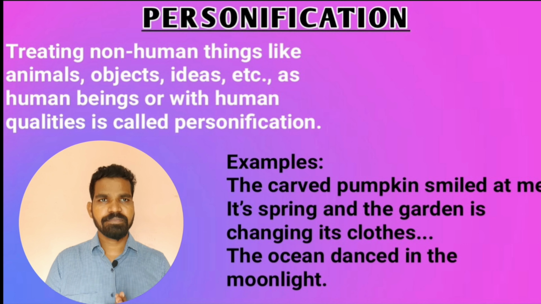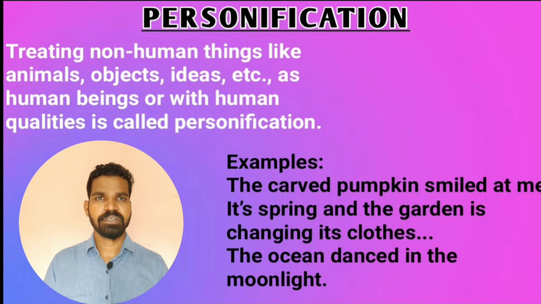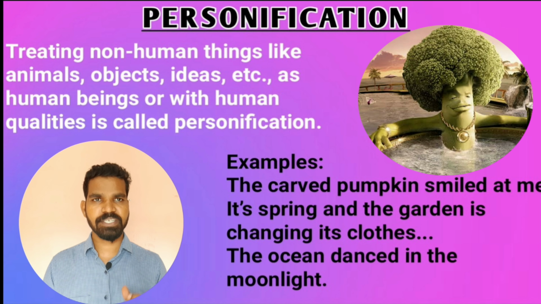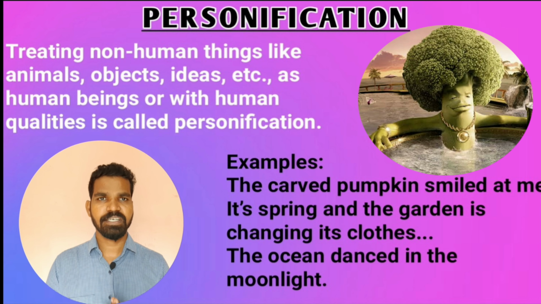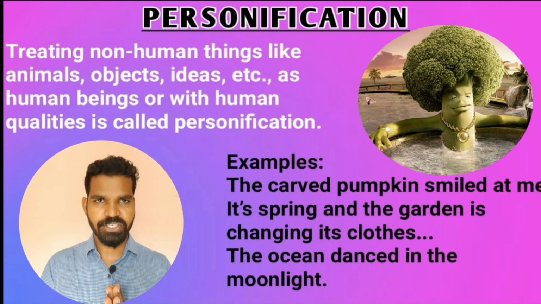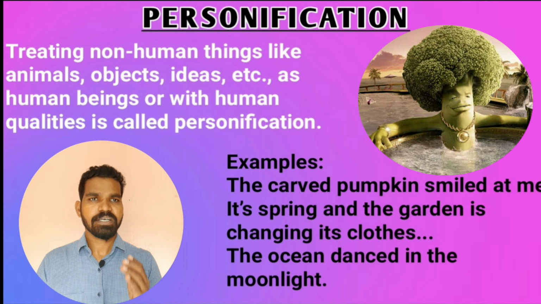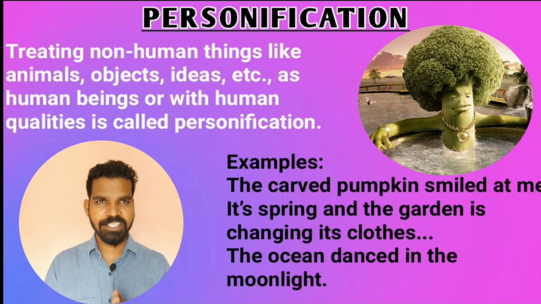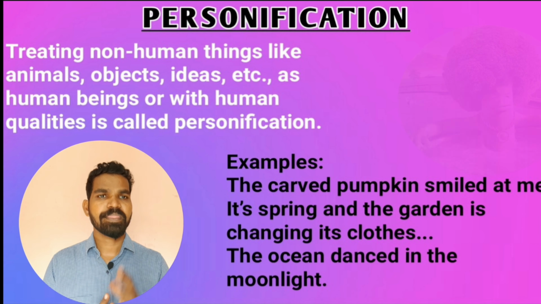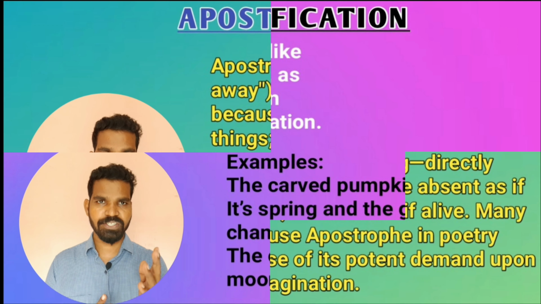Let's see the other one, personification. Treating non-human things like animals, objects, ideas, etc. as human beings or with human qualities. Examples: the carved pumpkin smiled at me. It's spring and the garden is changing its clothes. The ocean danced in the moonlight.